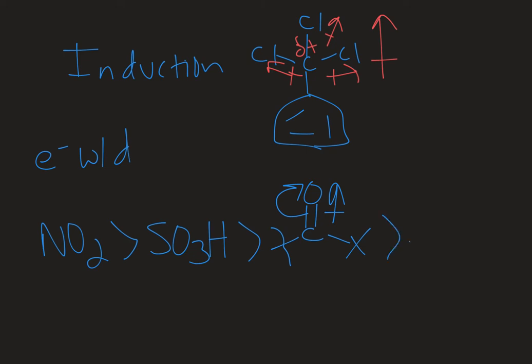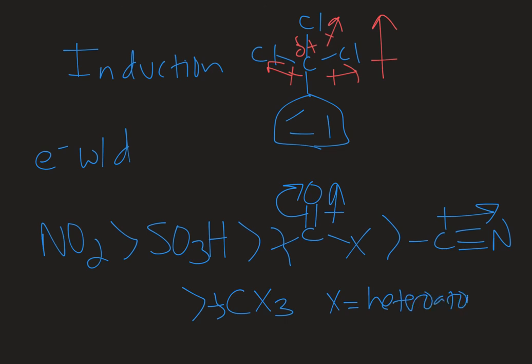Then you would have a cyano group. That's another one. Nitrogen is a little bit less electronegative than oxygen, so the pull is going to be less, but it can also participate in resonance. And then the last one is going to be through that inductive effect. So like a CX3. So X is going to equal a heteroatom that is more electronegative than carbon. So it's creating a partial positive on this carbon right here.